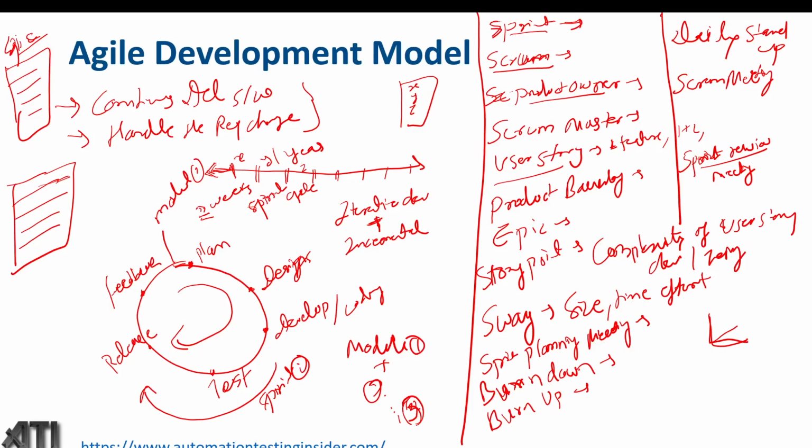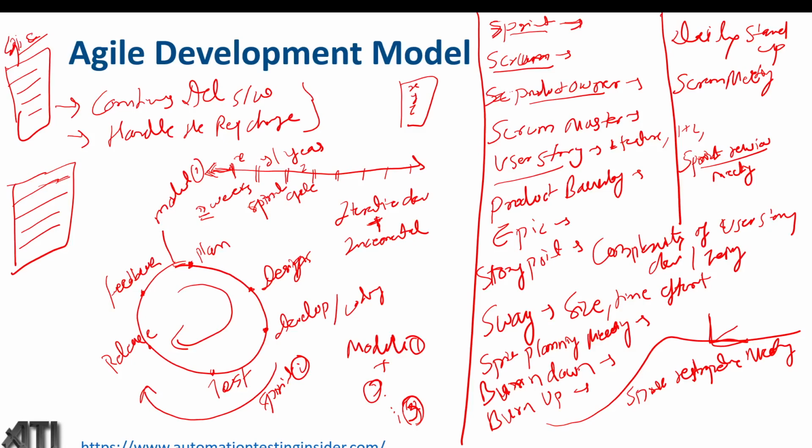But there is one important meeting, that is the sprint retrospective meeting. So what happens in this sprint retrospective? At the end of the sprint, or when we have started the new sprint, we conduct this sprint retrospective meeting, where we'll discuss what went wrong in the previous sprint, what went good, what went well. All these things are discussed in this sprint retrospective meeting.